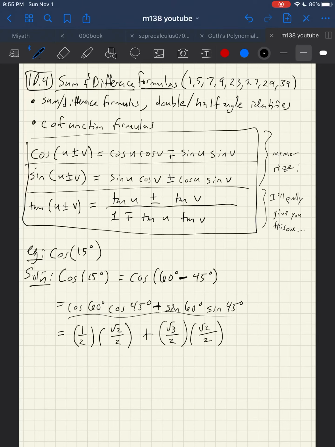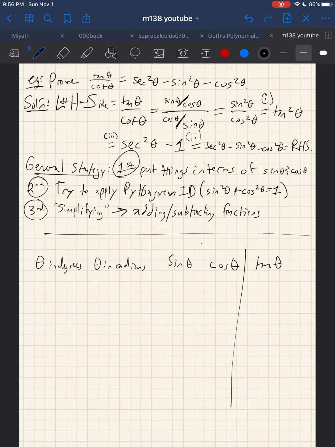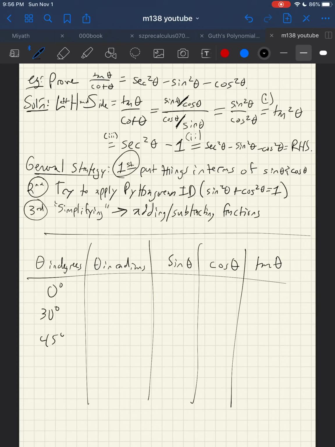And at this point, we spent about a week with those special values, so you should have these pretty well memorized. If not, recall, you can make this chart pretty quickly. We do theta in degrees, theta in radians. We got sine theta, cosine theta, and tangent theta. So the special angles are 0 degrees, 30 degrees, 45 degrees, 60 degrees, 90 degrees. In radians, those are 0, pi over 6, pi over 4, pi over 3, and pi over 2.